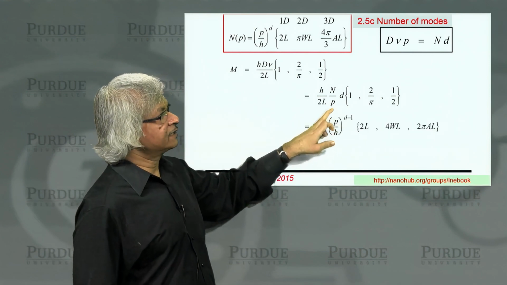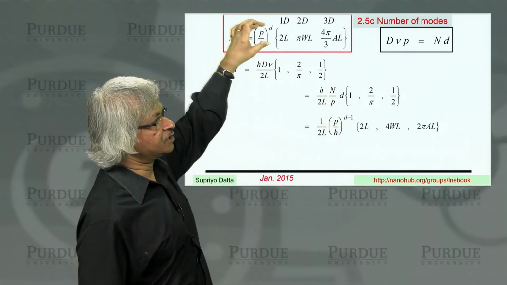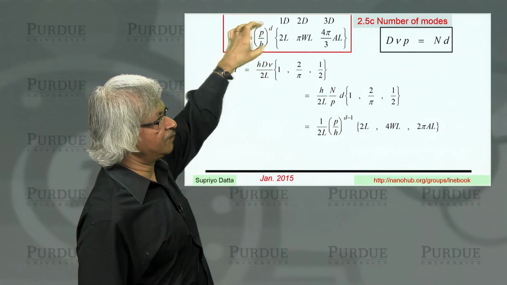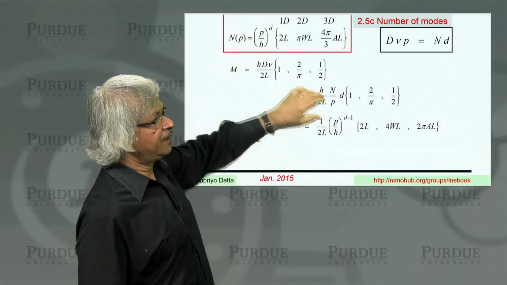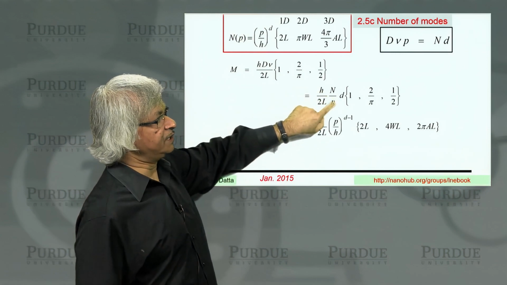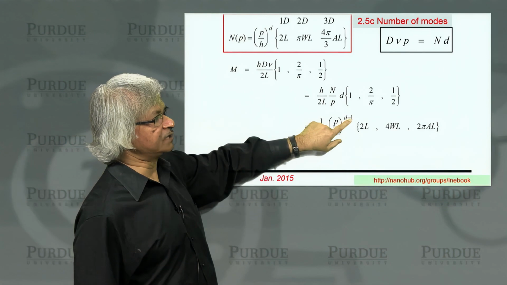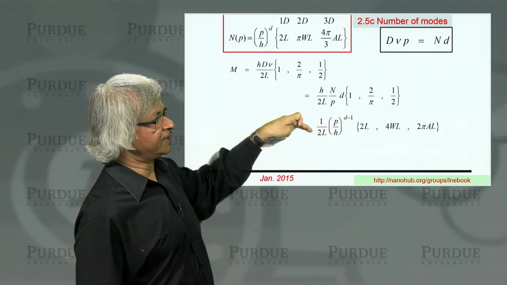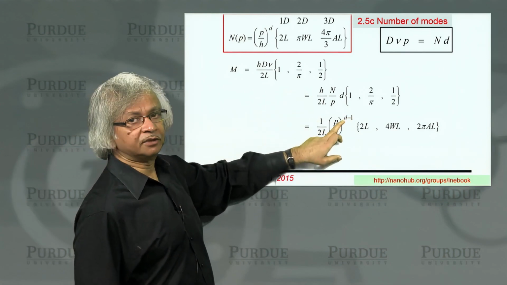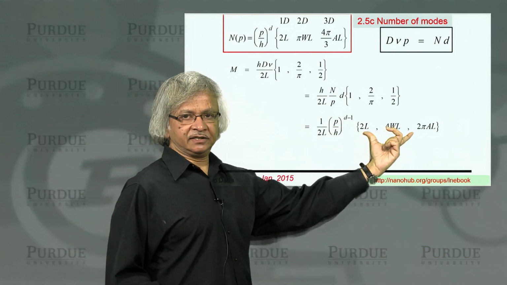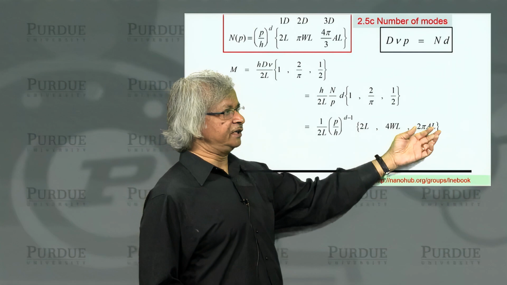Next, for n, I use this original expression from here. You see, we had p over h to the power d, and here I have an h over p. So when I multiply it, it becomes p over h to the power d minus 1. The two l's right there. We have p over h to the power d minus 1. And then I have these constants in here, the 1d, 2d, and 3d constants.